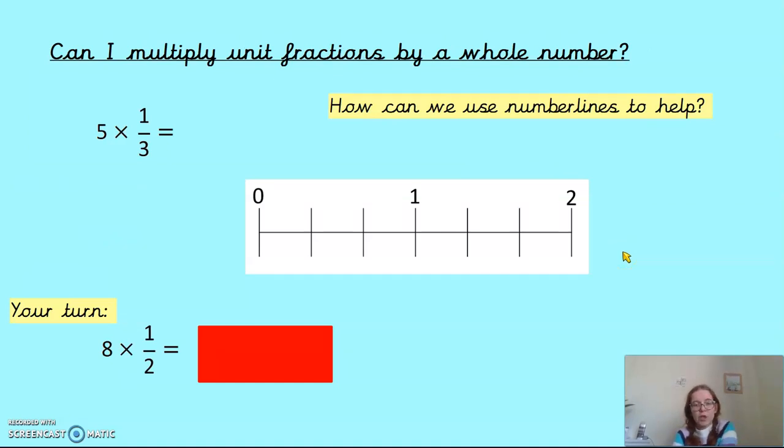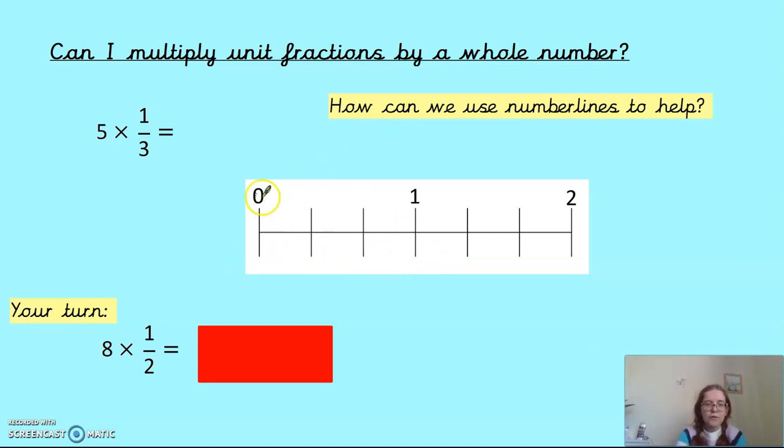Okay, here we can have a look at an example where we're using a number line to help us. So we are going to do 5 times 1/3. So we're going to be using a number line to count up in 1/3. So I've got my number line up to 2, in jumps of 1/3 each time, because if we went 1/3, 2/3, 3/3, a whole has got 3/3 in it.